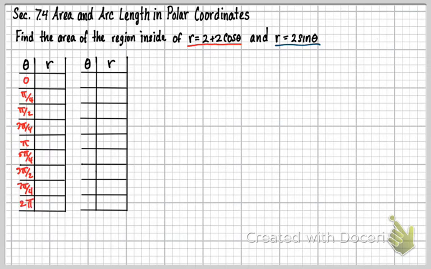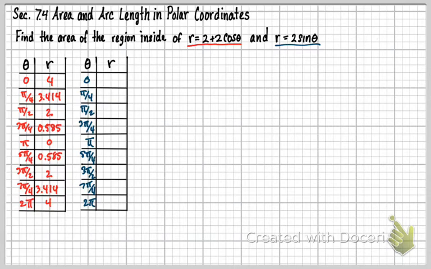There we go. And I'm just going to do the same for the other one. So now I'm just going to fill in the r values for the red one here, which is the 2 plus 2 cos theta. So I put all the values in for the first table. Now let's move on to the second table.